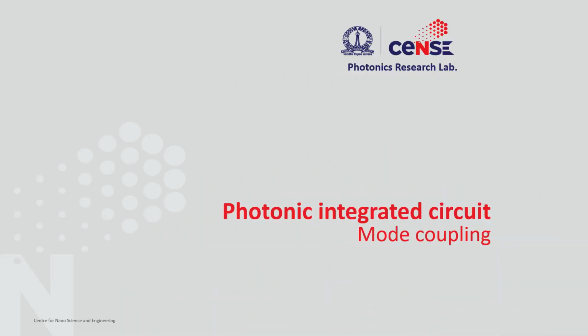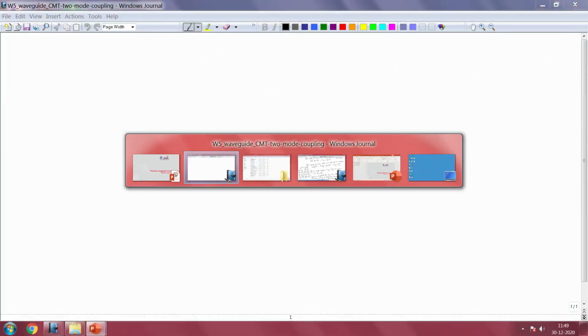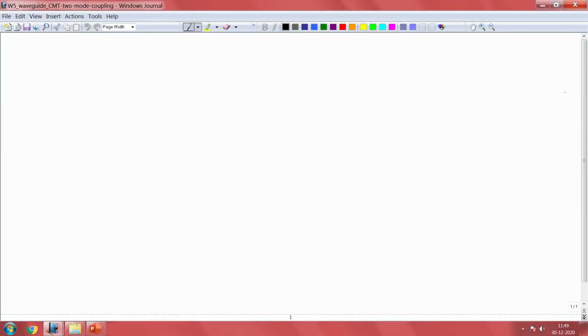In some of the cases you deliberately do this to transfer the energy, and in some other cases you want to modify the propagation constant of this propagating mode. So the phase could be modified by this perturbation, is what we are looking at. So let us look at the two mode coupling problem. Let us take a simple case of two mode coupling.